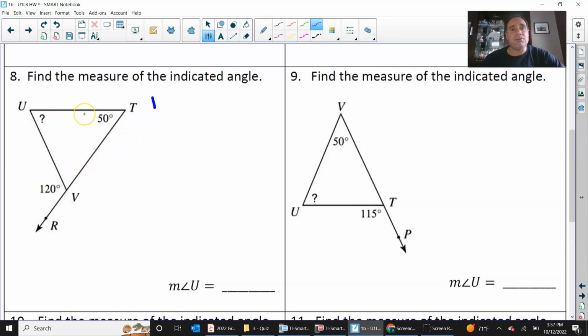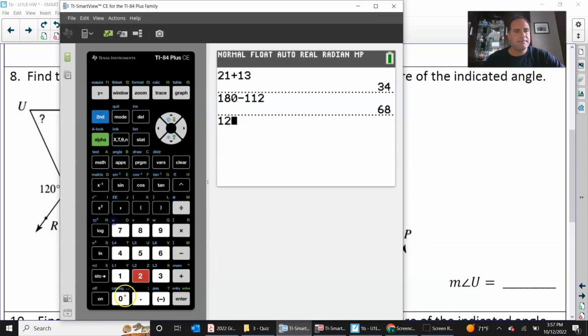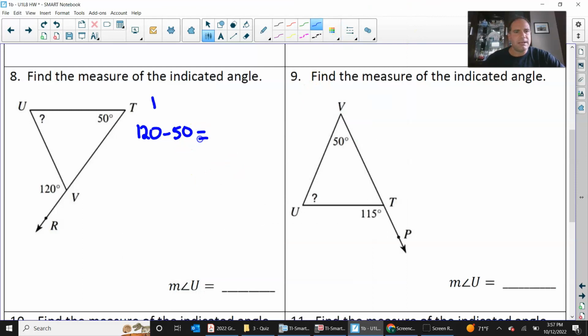So if they give you one of the two non-adjacent angles and the exterior angle, you could always do 120 minus the 50. Then you would get that question mark. 120 minus 50 is 70. That is it. So we're going to equal 70 right here. That means this is 70 degrees. And that is one step.